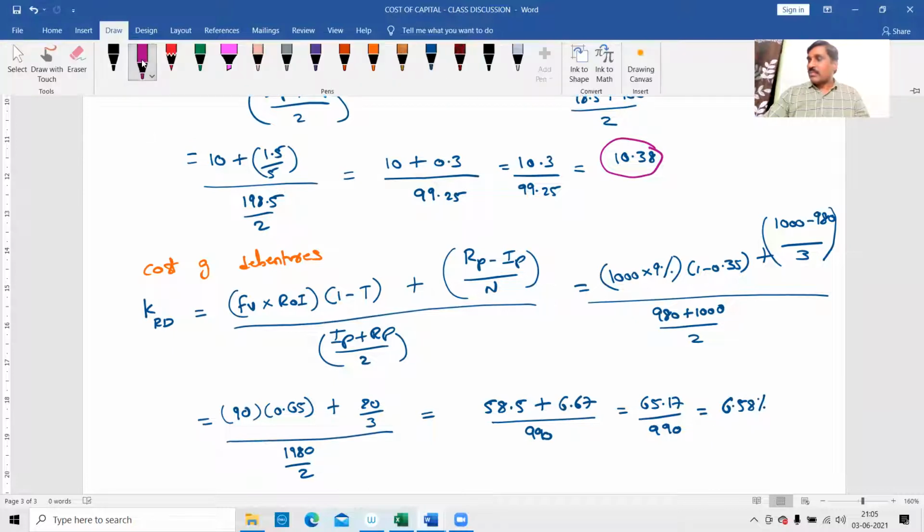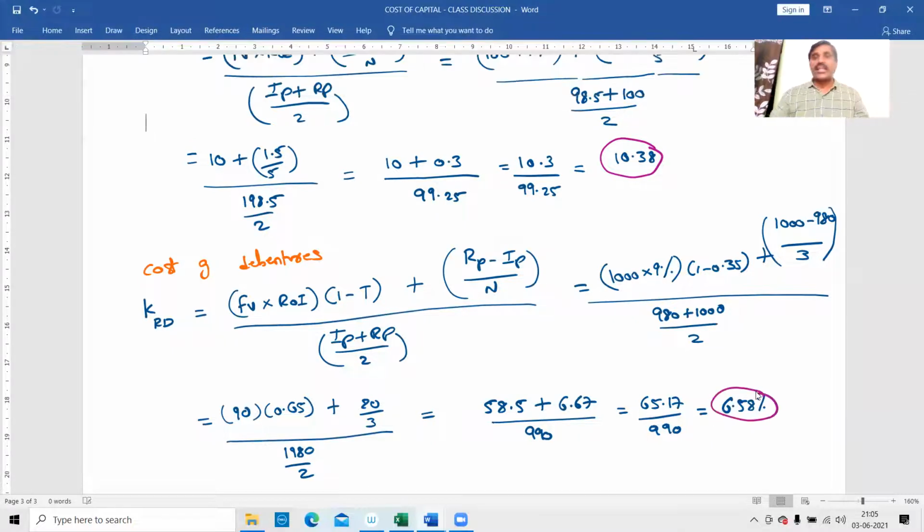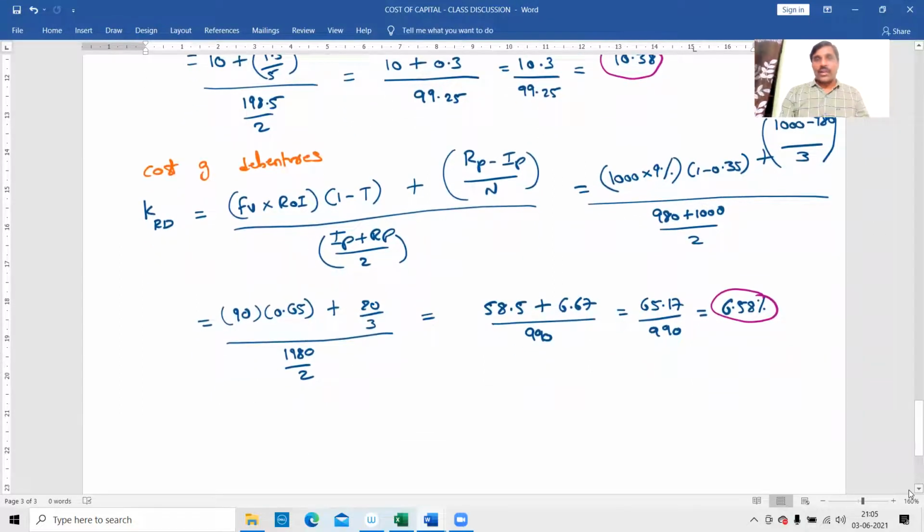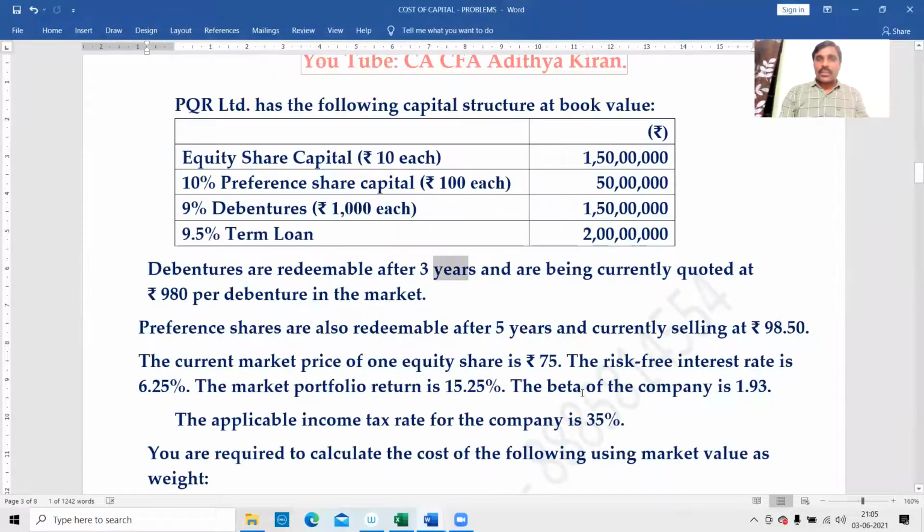The only difference between debentures and preference shares is the tax deductibility. Dividend on preference shares is not tax deductible. Interest on debentures is tax deductible. Assumption: redemption price is not given. Okay, right. 6.58%. Next, cost of term loan.